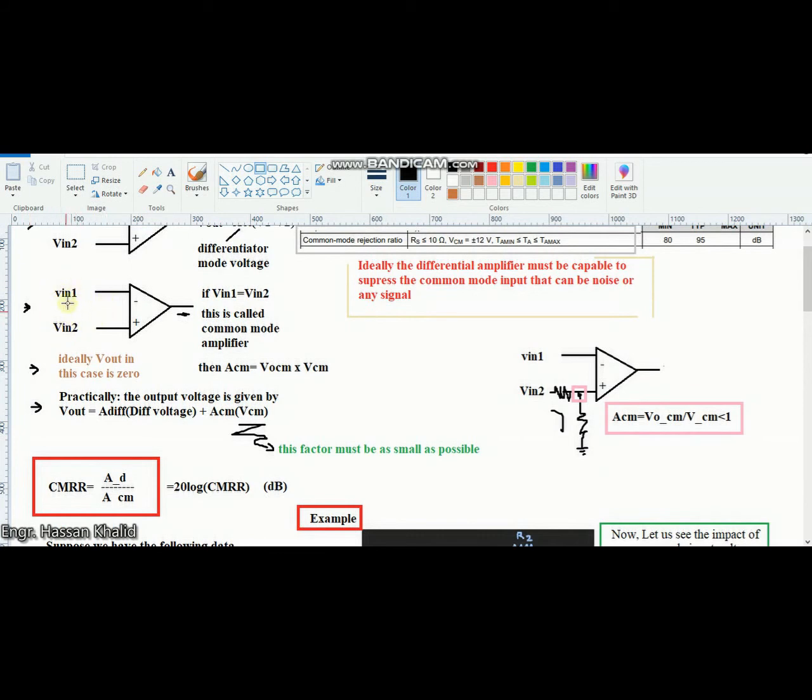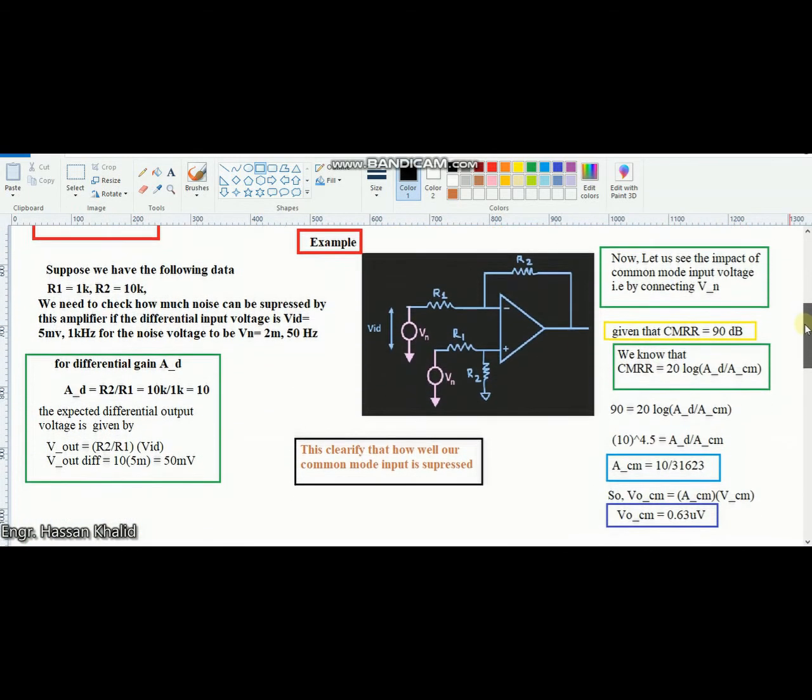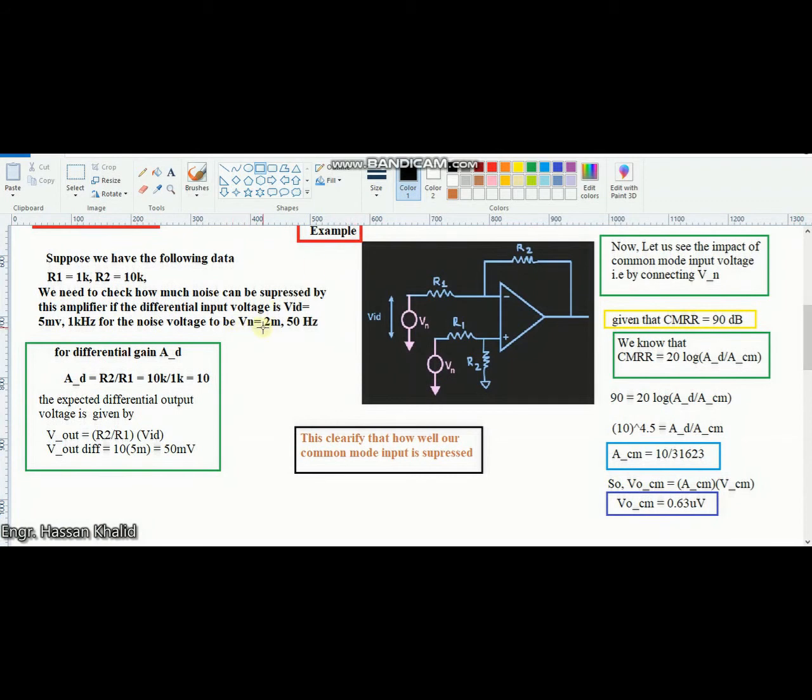this type number 2, in which we will apply the same signal at the positive and the negative terminal, that means the inverting and non-inverting inputs of this amplifier. The specification given over here is that V of n, which is a noise signal, has an amplitude of 2 millivolt with a 50 hertz frequency. If we apply the same input at the 2 terminals, this makes it behave as a common mode amplifier.